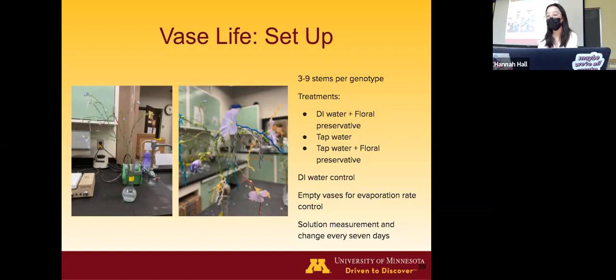And then we also have empty vases that still contain the different treatments and solutions so that we can get the evaporation rate from those. So we can determine how much of the solution is being used by the stem versus how much is being lost from evaporation. And then solutions are measured and changed every 7 days.